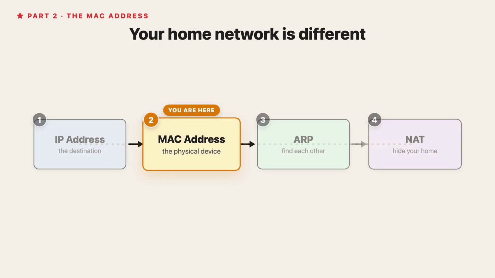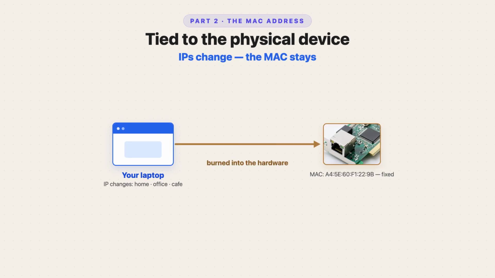But here is the twist. Inside your home network, the switch does not deliver packets by IP. It delivers them using a different address, the MAC address. A MAC address belongs to the network hardware. Your Wi-Fi card or Ethernet card has one. IP addresses can change when you move networks, but the MAC address is tied to the physical device.